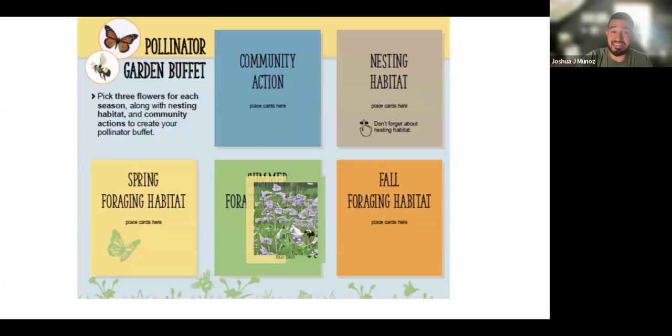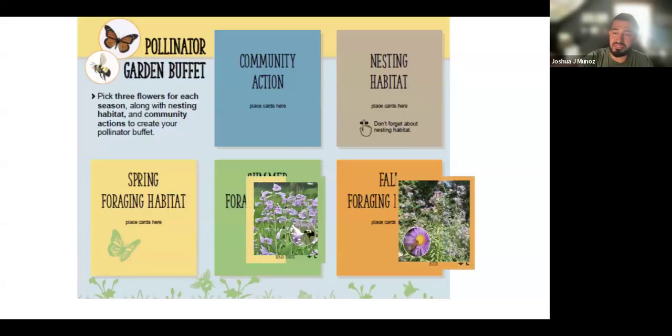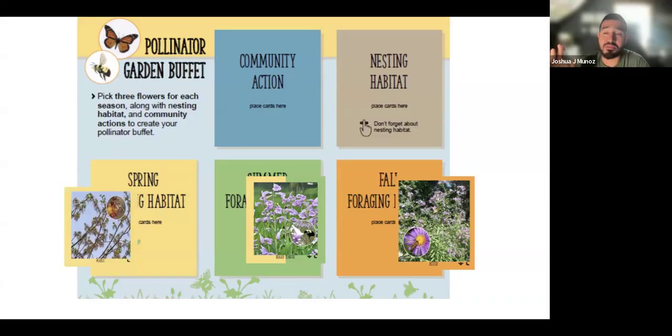You'll get a lot of cards of different types of plants, right? But with all these games, you can make it as competitive as you want. You know your classroom. Some students naturally get competitive with these games, so that's just up to you and your classroom.